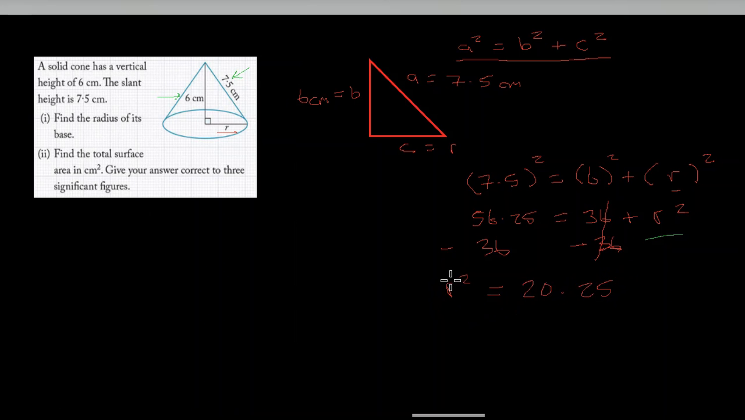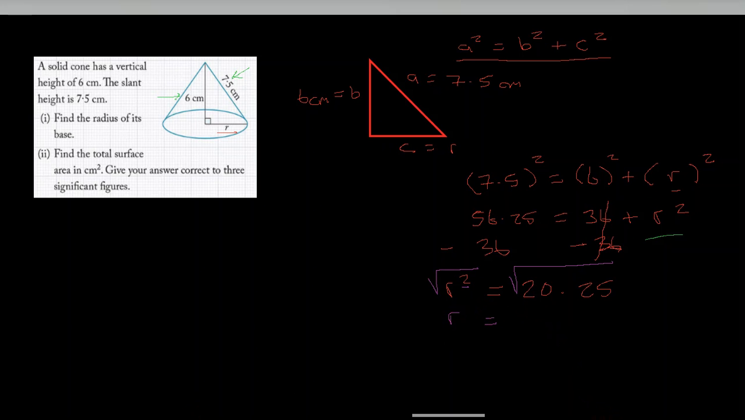So now what we want to do is get rid of the power. We have r squared here, but we want this just to be r. The opposite of a power is a square root, so in order to get rid of this power, you need to square root this. That will leave you with r. If you do it to one side, you have to do it to the other side as well, like so. So then r will be equal to the square root of 20.25.